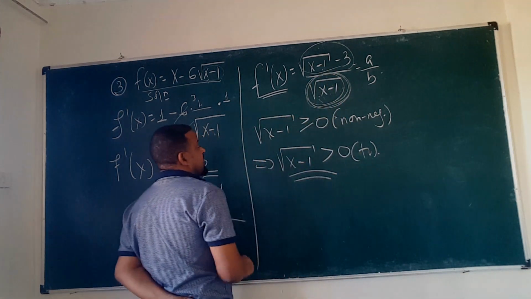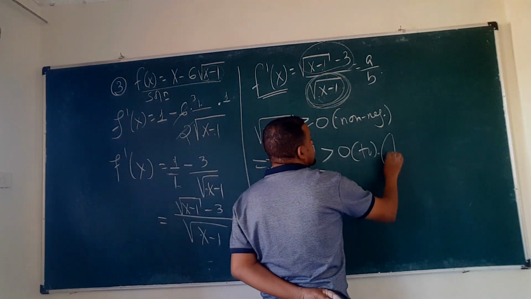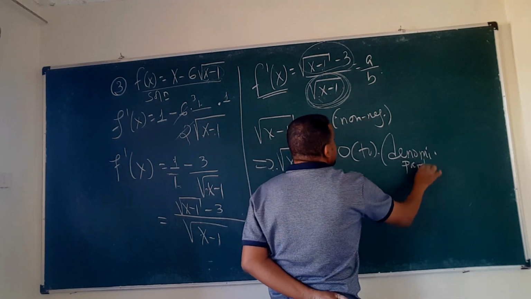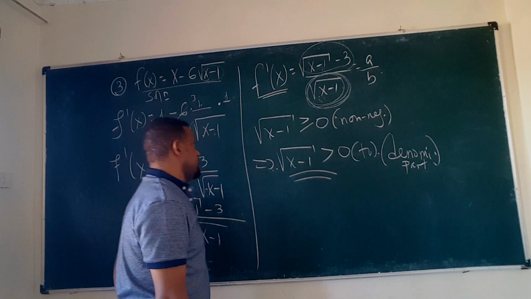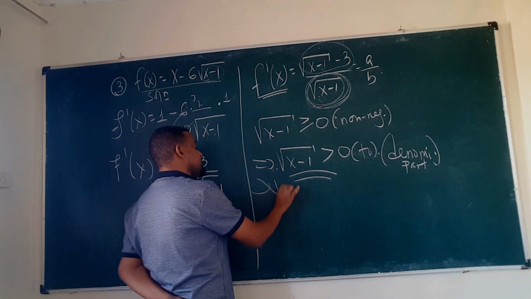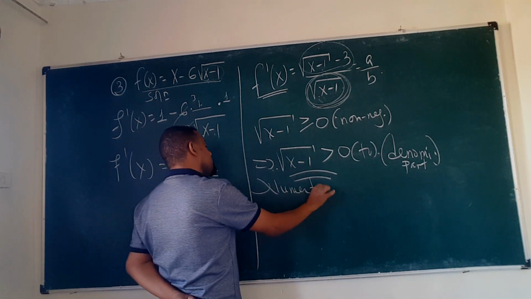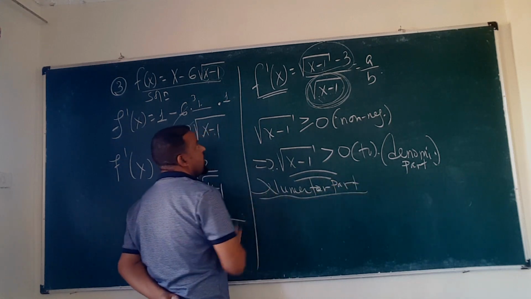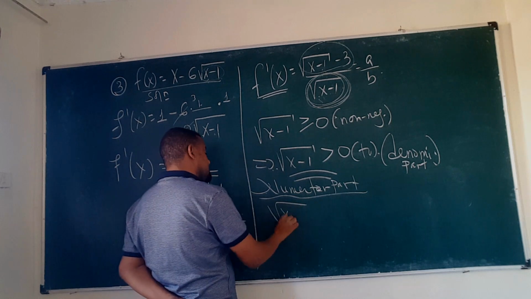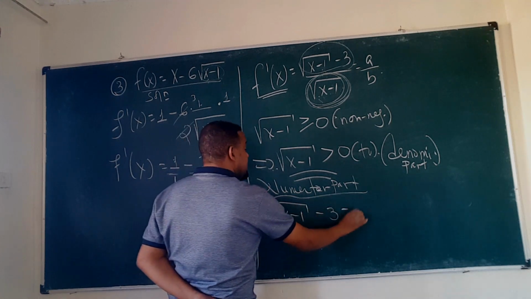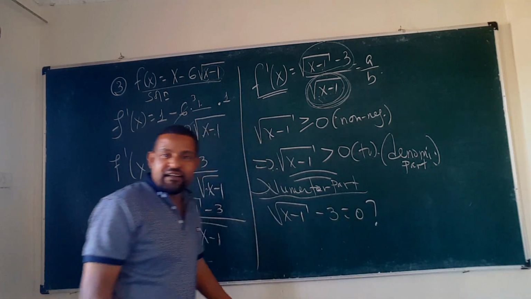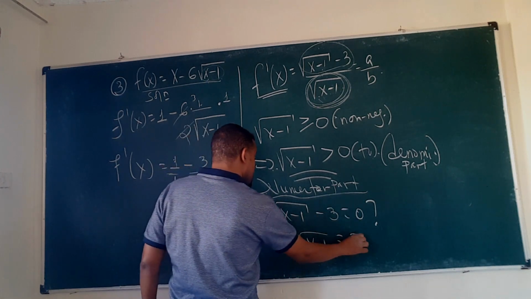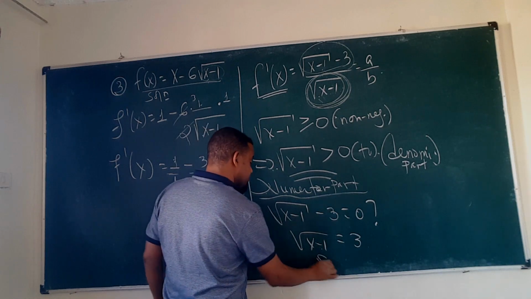So the numerator part, this is the denominator part, right? The denominator part must always be greater than 0. The numerator part, all right, the numerator part, let's treat that one. Radical of x minus 1 minus 3, we look for when it is 0. So let's move this over: radical of x minus 1 is equal to 3. Squaring both sides.